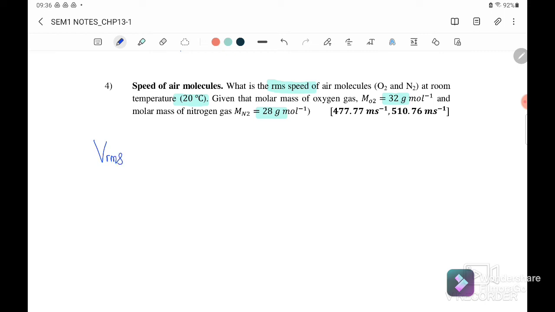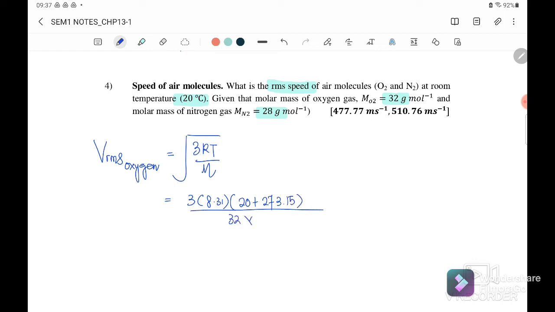The first one, we find oxygen first. The equation we can use is the square root of 3RT over M, because we are given the temperature and also the molar mass. So we substitute R is 8.31. The temperature is 20 degrees Celsius, so we must convert into Kelvin. So it's 20 plus 273.15, over the molar mass of the oxygen, 32. So remember to convert into kg. The answer we will get is equal to 477.89 meters per second.